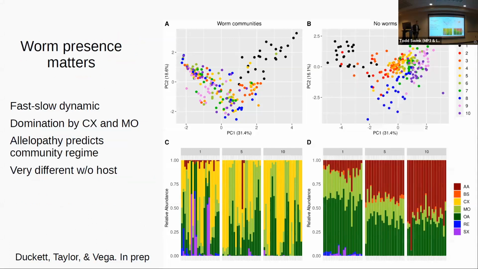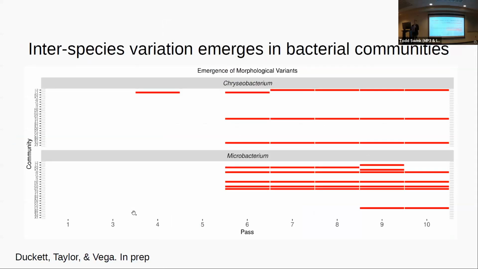Also, we did this outside the worms. So same passage, same patching scheme, same everything, except we just didn't put any worms on the plates. And we get the same fast, slow dynamics, we get the same convergence, but the composition is totally different. So whatever's happening here, the worm is playing an important role. These are very, very different communities. And this time, we start to see variation within the species.